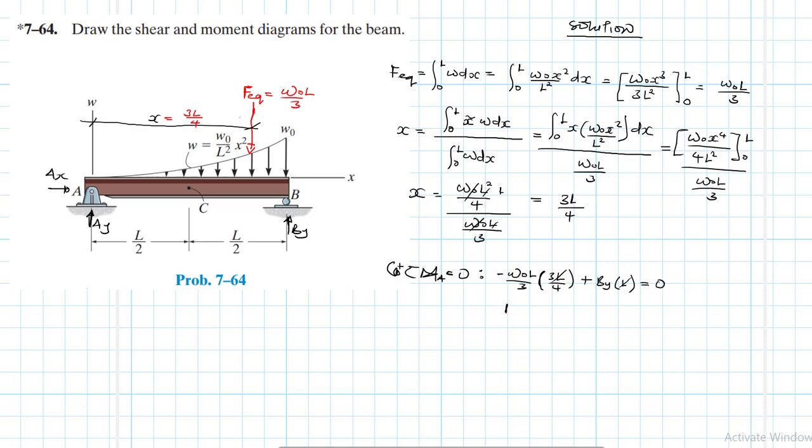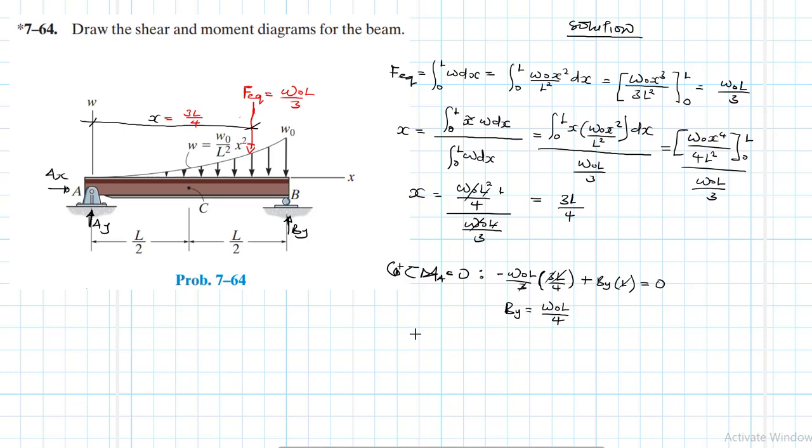Our BL is going to be equal to, of course, this 3 cancels out like so. So this gives us W naught L divided by 4.